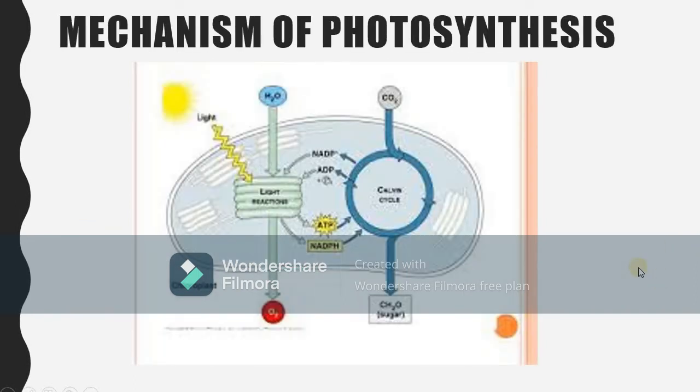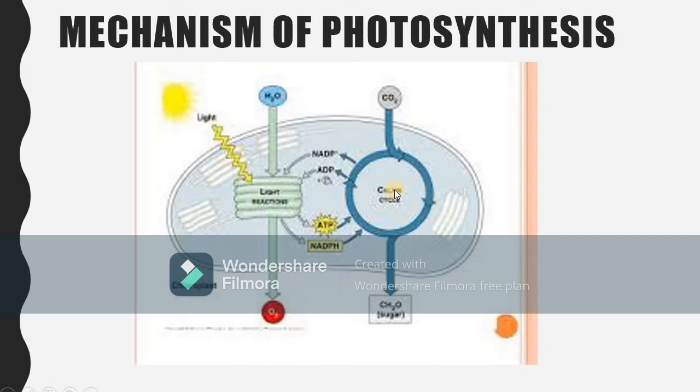According to this process, photosynthesis occurs in two phases. During the first phase, the light energy is captured and is used to make high energy molecules. These high energy molecules are what? ATP and NADPH. These reactions are known as the light reactions, and they take place in the thylakoid membranes of the chloroplast. And during the second phase, the carbon dioxide is reduced to make the glucose.